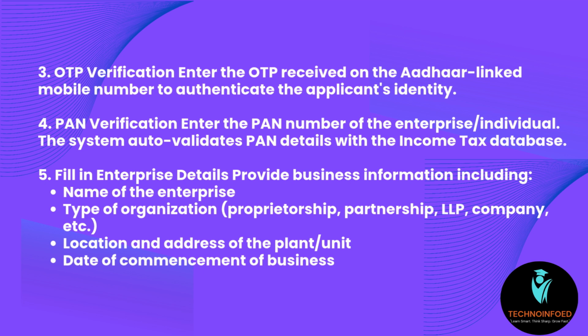In step 5, the applicant fills in the core details of their enterprise. This includes the name of the business, the type of organization, such as proprietorship, partnership, LLP or private limited company, the address of the business or plant, and the date on which the business was started. All these details should be entered accurately as they will appear on the final certificate.